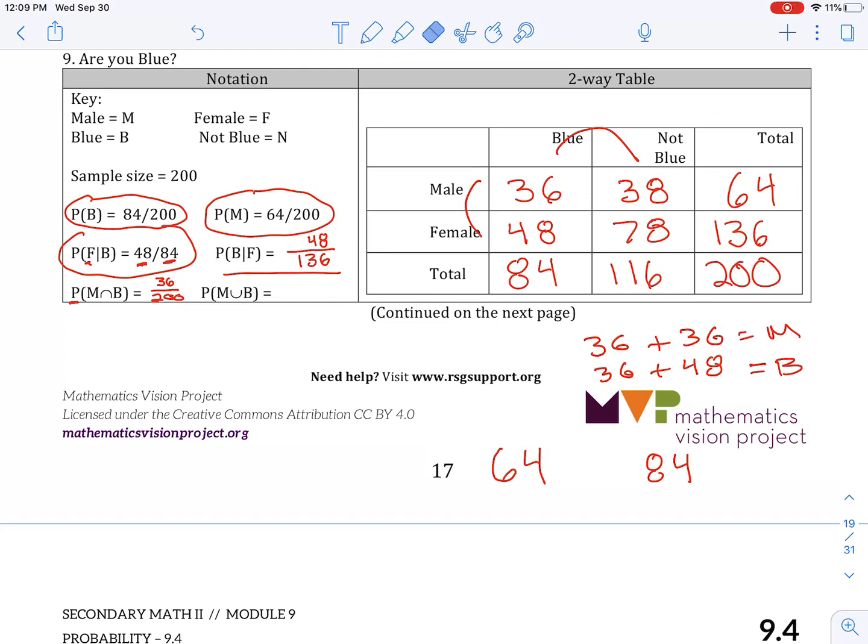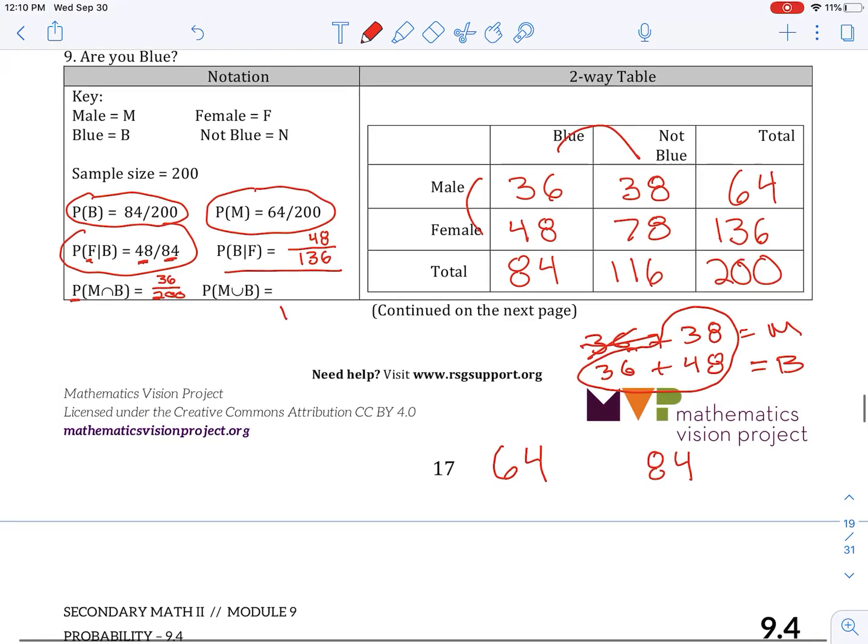Okay. Oh wait, I have that wrong. I wrote 36 plus 36. Okay. So again, 36 plus 38 is equal to the males. And then the 36 plus 48 is the blue. So when I did that, I counted the 36 twice. Don't count them twice, okay? Just count them once. So my probability of male or blue is this, and we can review that a little more in class if you guys want to, but that is going to add up to 122 out of the total. Okay?